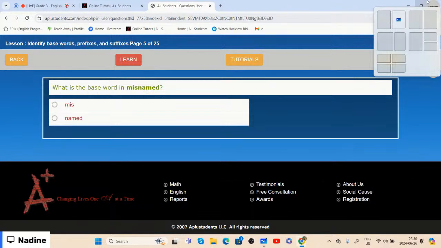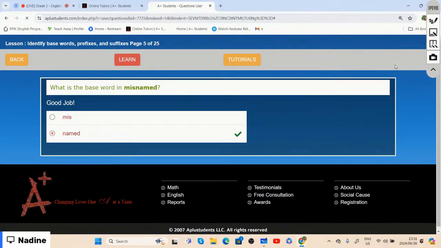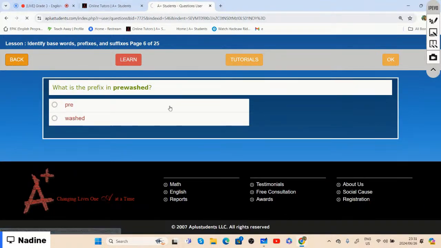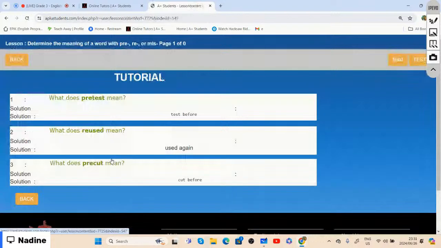All right. So if we were to identify our base word within that sentence, which is misnamed, then yes, we're going to go with option 2, which is named. Well done. So named is our base word. Well done. All right. So now we're going on to the next lesson, which is to determine the meaning of a word, which is pre, re, or miss.